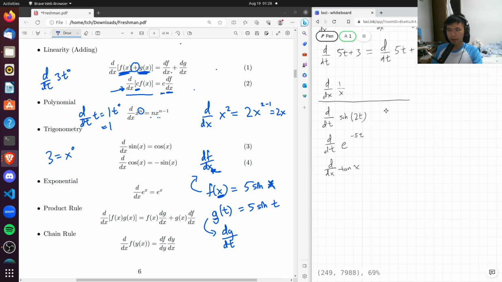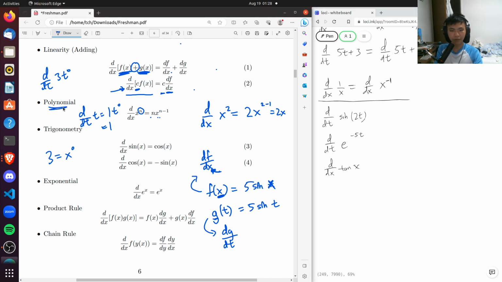So lastly, see that this is the derivative of 1 over x. 1 over x, even though it's not a polynomial, you can think of it as the power of minus 1, and the polynomial rule still applies to negative powers. It in fact even applies to fractional powers like square root. So this is just minus 1 times x to the minus 2, and this is just minus 1 over x squared.